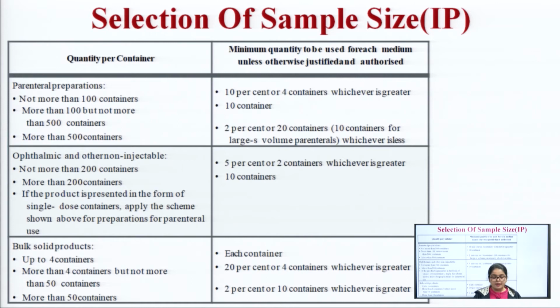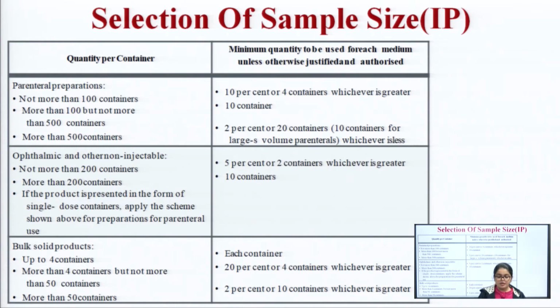For ophthalmic and other non-injectables, not more than 200 containers, the minimum quantity would be 5% or 2 containers, whichever is greater. If more than 200 containers are there, then 10 containers. Then if the product is presented in the form of a single dose container, apply the scheme shown above for preparations for parenteral use. If it is a single dose container, then this scheme would be applied over it.